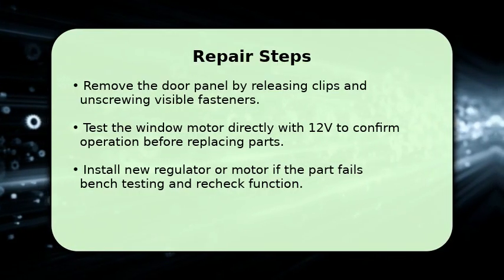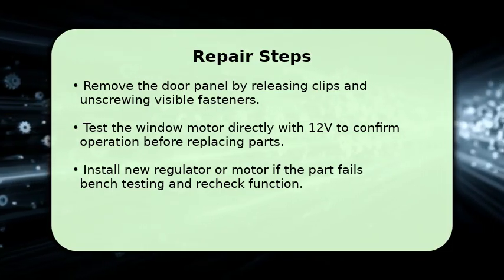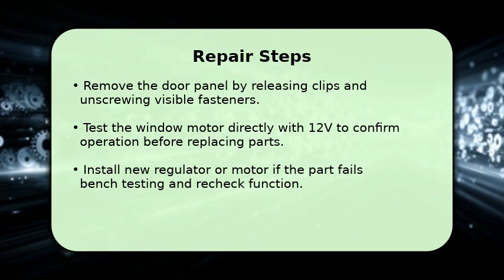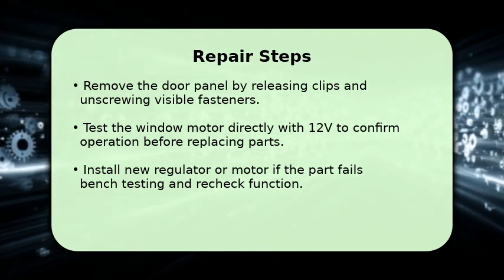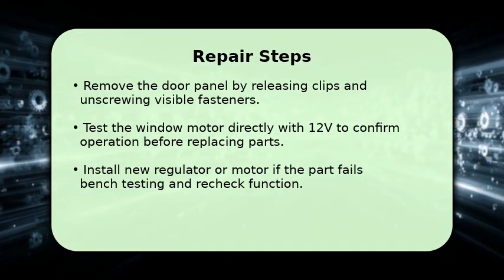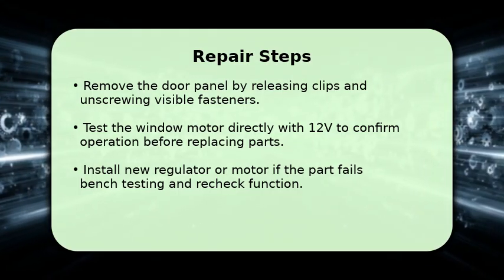After removing the door panel, disconnect the motor connector and apply 12V briefly to the motor to confirm it runs. If the motor runs but the window binds, inspect and replace the regulator. If the motor is dead, replace the motor assembly. Reassemble the door and test the window through full travel to ensure smooth operation and no rattles.